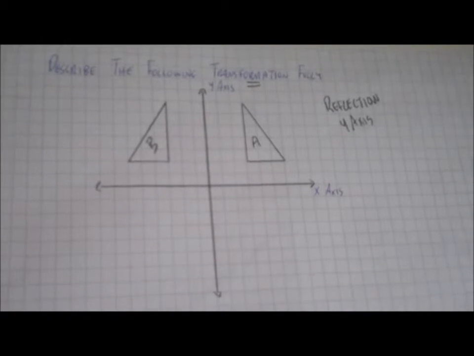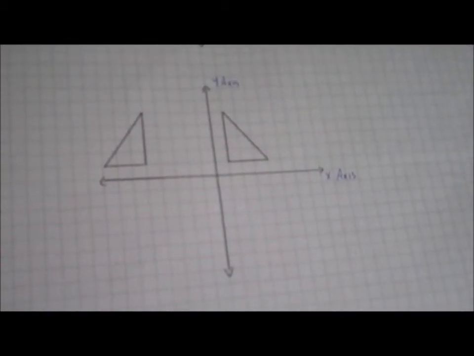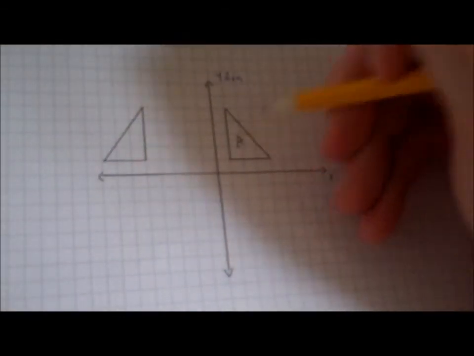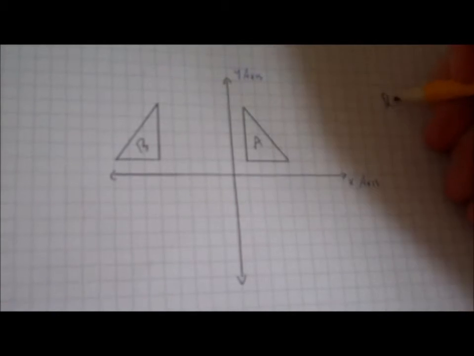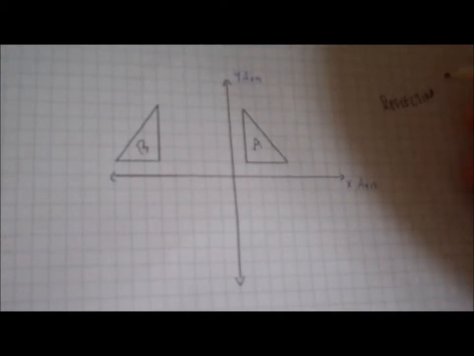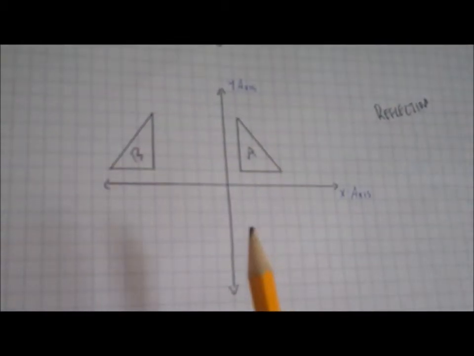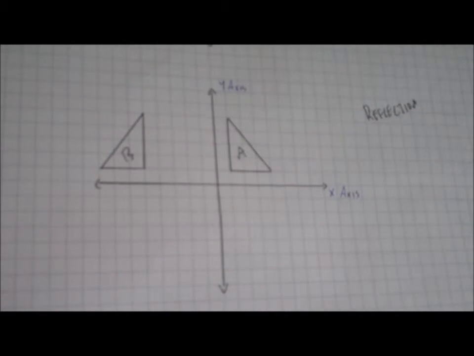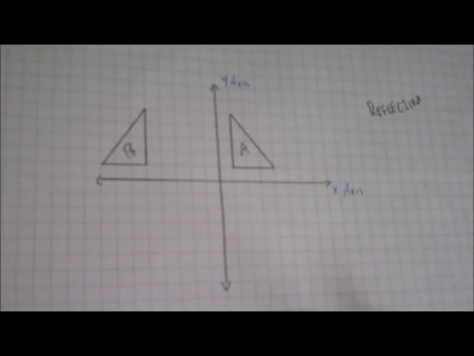Now, you could get a question where you need to look for the mirror line. If you look at these 2 shapes, you've got A and B. Again, we know that that is a reflection. Now, we also know that the y-axis is not the mirror line, because the y-axis is more to one shape than to the other shape. So what we've got to do is figure out where that mirror line is.